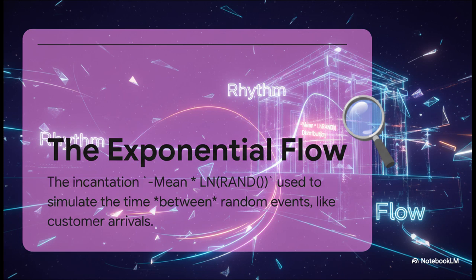Next up, we learn the incantation that controls rhythm. This formula, negative mean times the natural log of RAND, summons a value from the exponential distribution. And this one isn't about the events themselves. It's all about the time between them. How long until the next customer walks in the door?